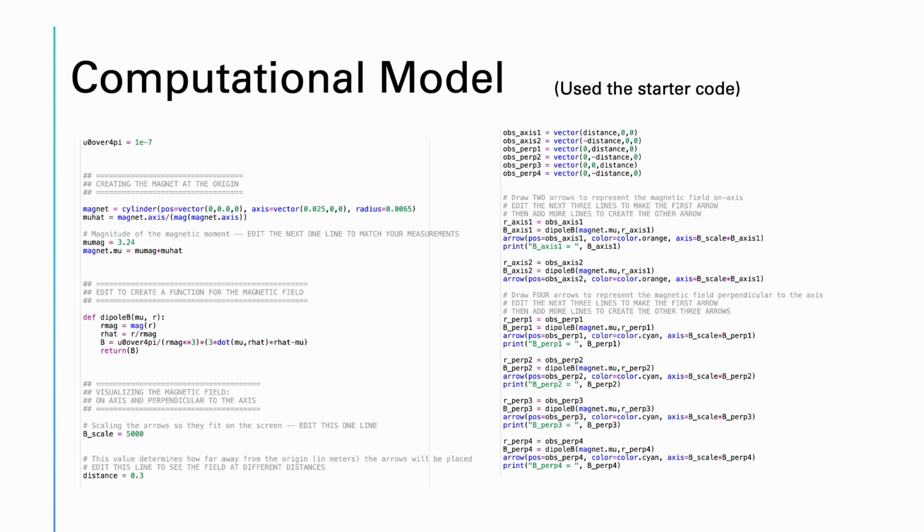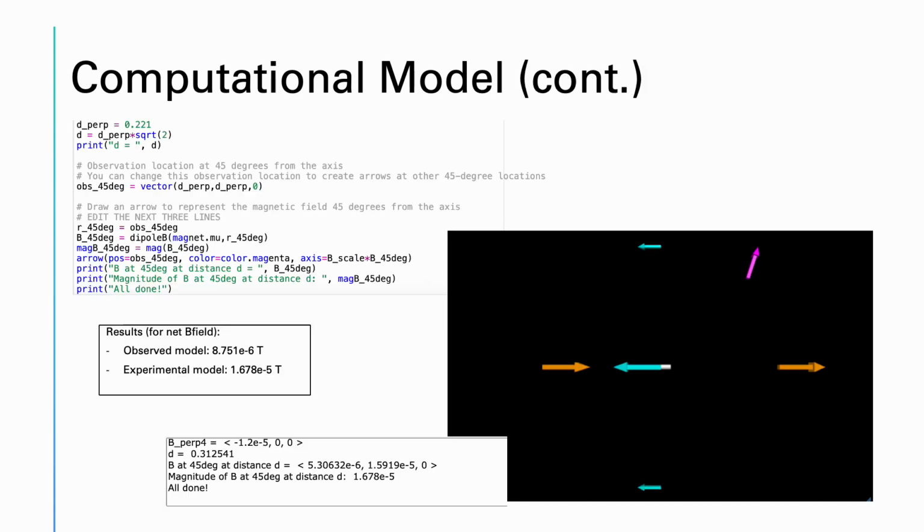From here, I then used the starter code provided in the lab experiment and inserted my calculated magnetic dipole moment, or mu, which is 3.24, and created a function for the magnetic field. I also created 2 observation locations on axis and 4 off axis, and arrows that represented each observation location respectively. I then created an observation location at 45 degrees off axis and used the magnetic field function to create an arrow.